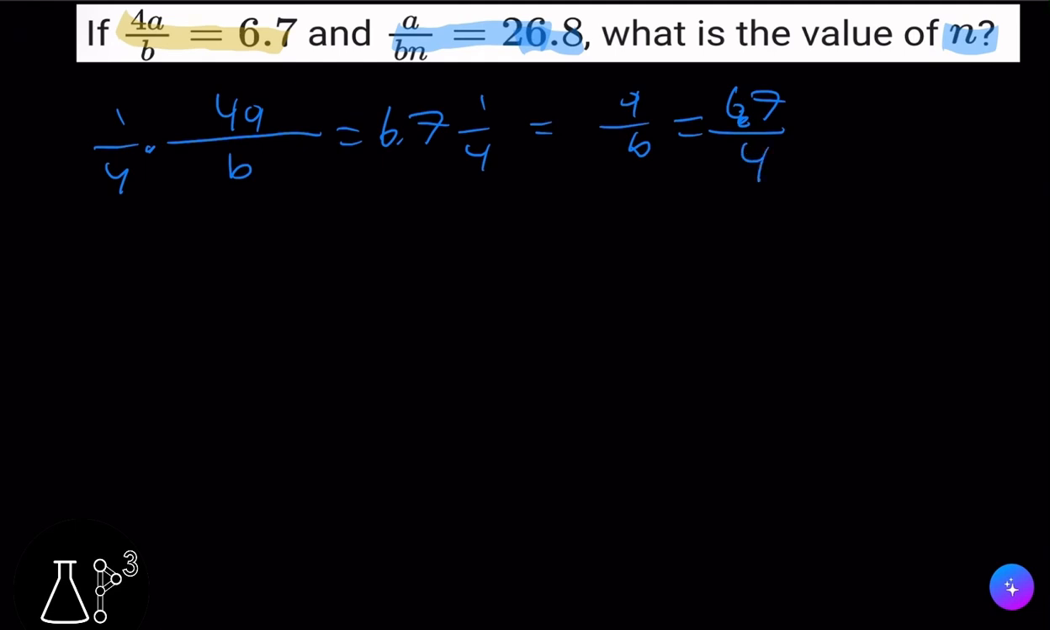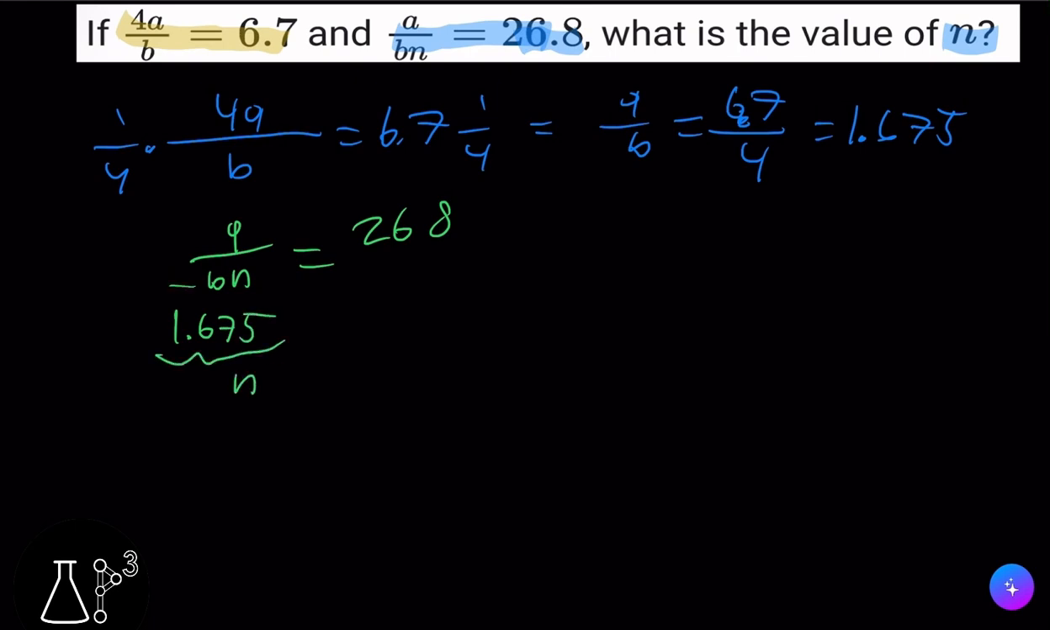But if we make that into a fraction, 6.7 divided by 4, I am going to get 1.675. Let me get the second equation now. So I have a divided by b multiplied by n, which equals 26.8. Remember, we said that a over b equals 1.675. So I can rewrite this whole equation as 1.675 divided by n, which equals 26.8. And now I have to solve for n.